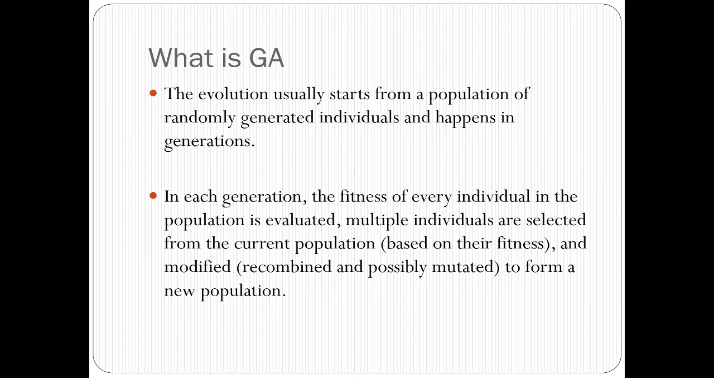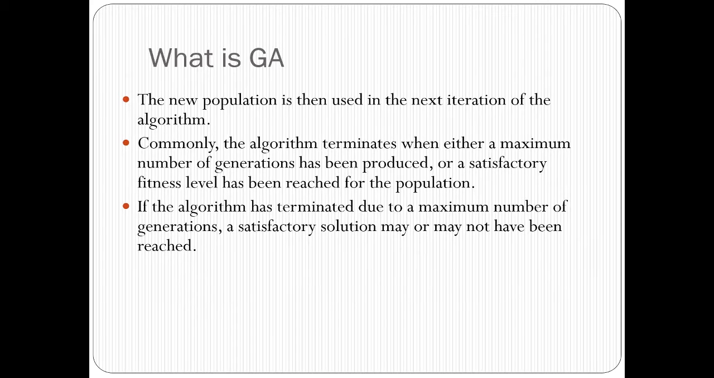The evolution usually starts from a population of randomly generated individuals and happens in generations. In each generation, the fitness of every individual in the population is evaluated. Multiple individuals are selected from the current population based on their fitness and modified, recombined and possibly mutated to form a new population. The new population is then used in the next iteration of the algorithm.